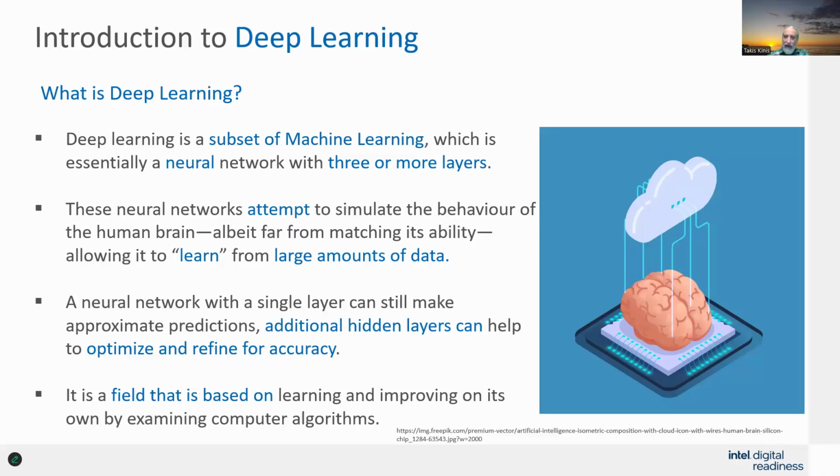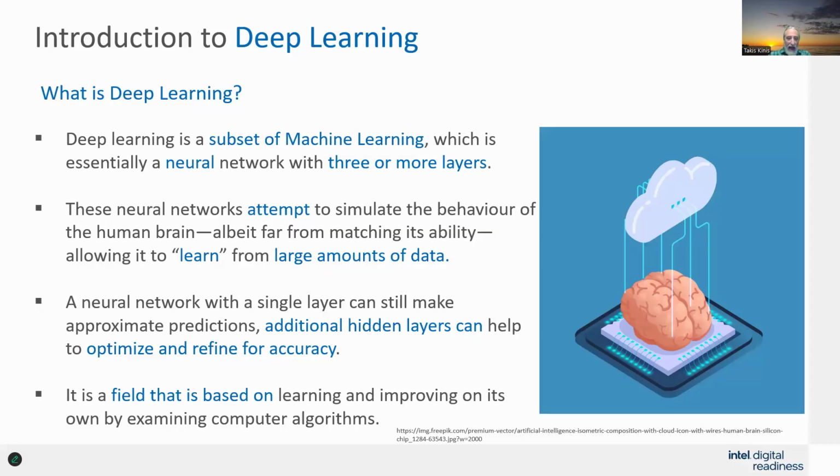And this is one of the key aspects, right? Is the amount of data that deep learning works with. A neural network, it says, with a single layer can still make approximate predictions, but additional hidden layers can help to optimize and refine for accuracy. And that's why we have multiple hidden layers. We'll see some different approaches tonight to doing this that makes it different from some of the previous neural network stuff that we looked at.